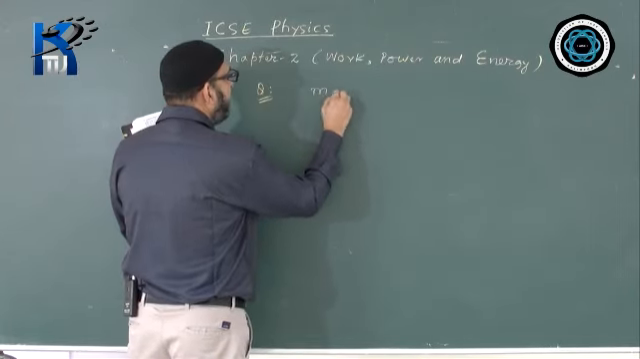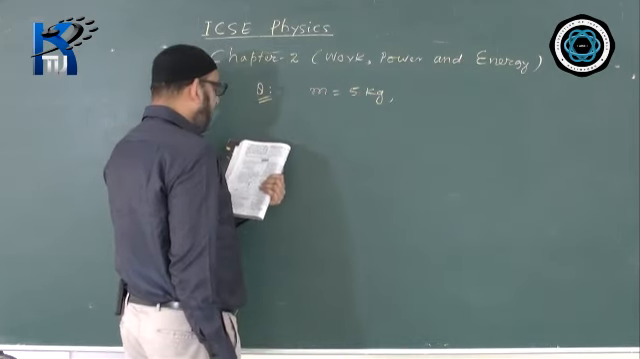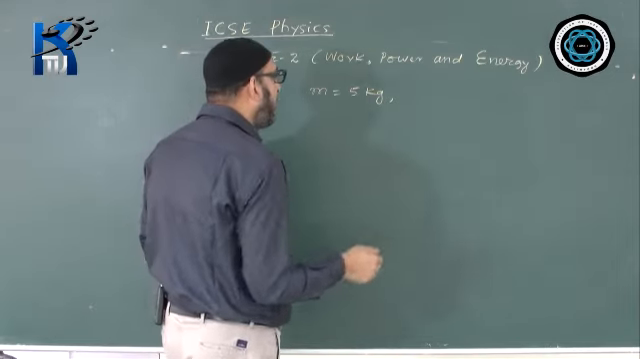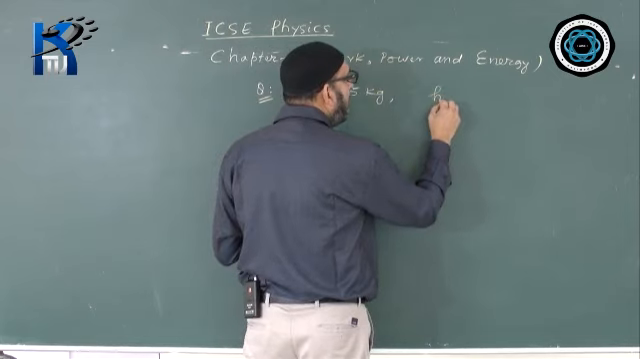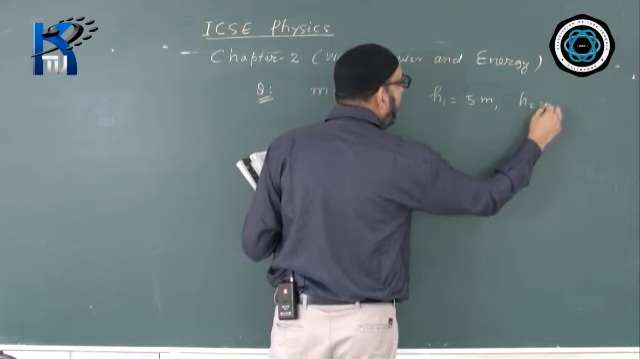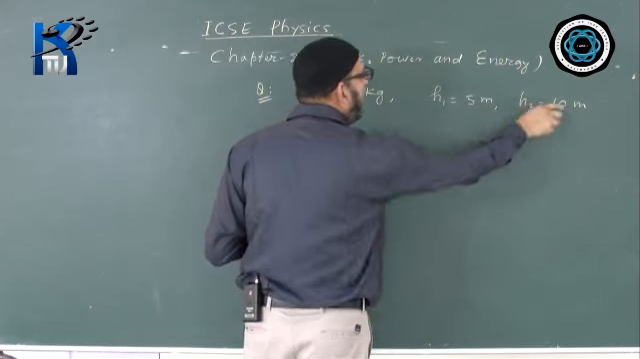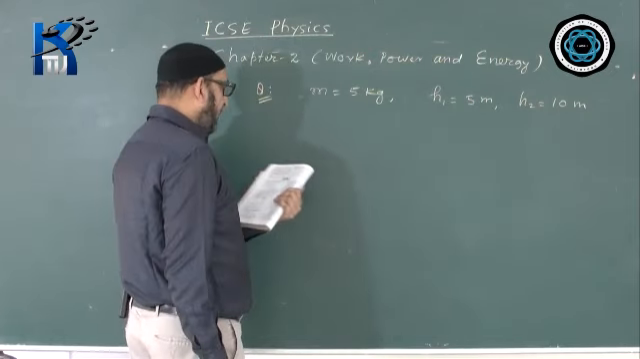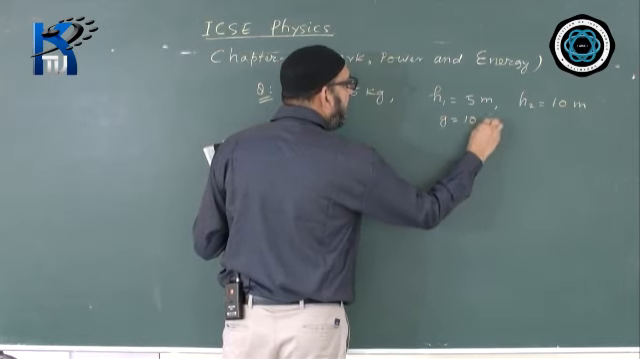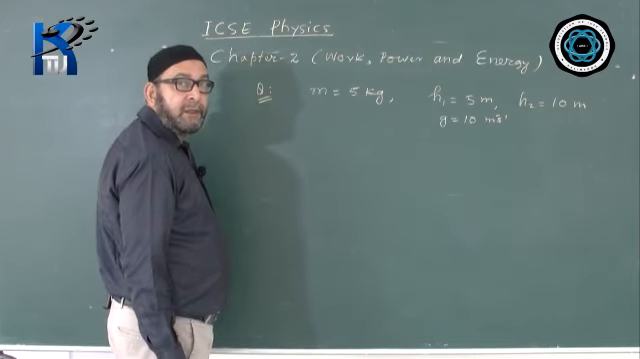Mass is given 5 kg, and we are lifting it from a height of 5 meter to a height of 10 meter. Then there are two heights given. So h1 is the initial height, 5 meter, and h2 is the final height, 10 meter. And the value of small g is given 10 meter per second squared. So find the increase in potential energy.